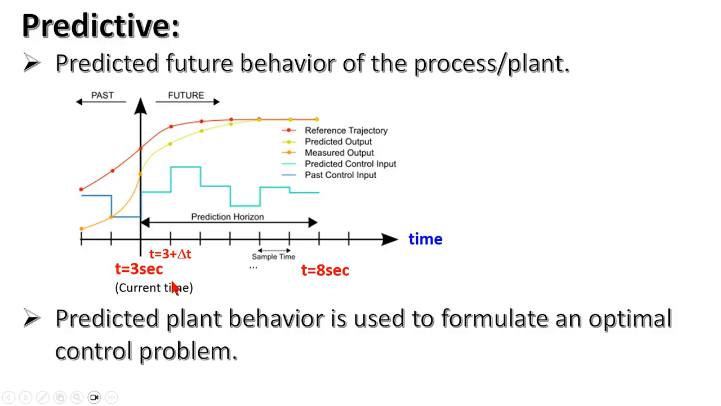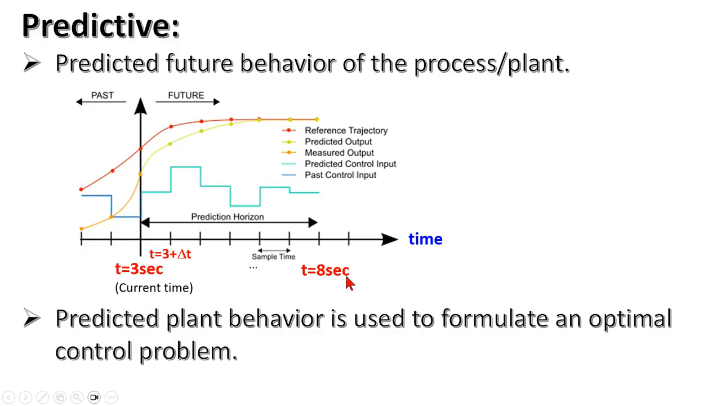For the MPC algorithm, we predict how the plant or a process will behave in the future from the current time. For example, we predict how the plant will behave between time equals 3 seconds to time equals 8 seconds. And then we use this information.